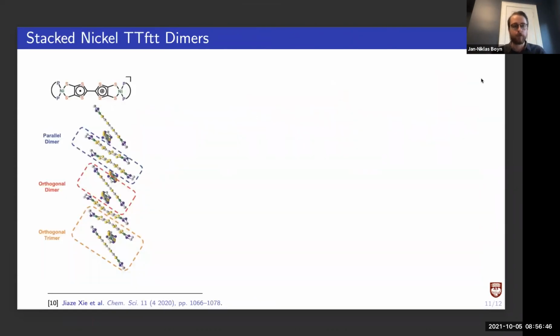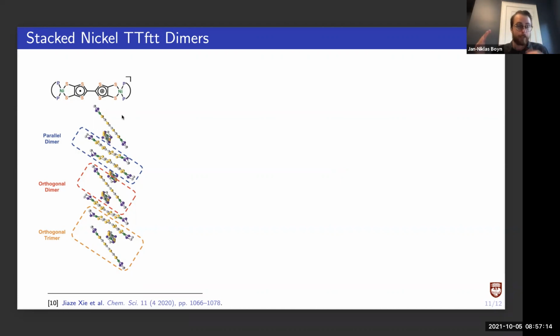Lastly, I want to quickly talk about a very similar chemical system, which is these stacked nickel dimers. It's essentially the same scaffold, just that instead of bipyridine ligands, you have phosphine ligands at the end, and instead of 2+, you have 1+. So you have a single radical TTFTT bridge. These are well known, and that's nothing super exciting. It is known that the radical will reside on this. It's just the biradical that was unknown.